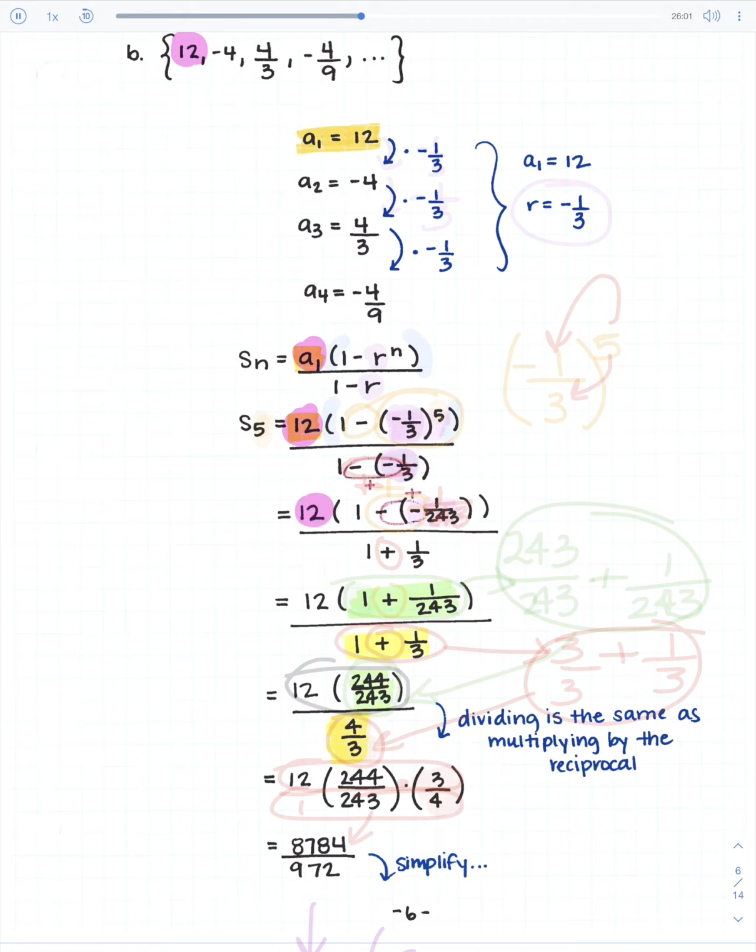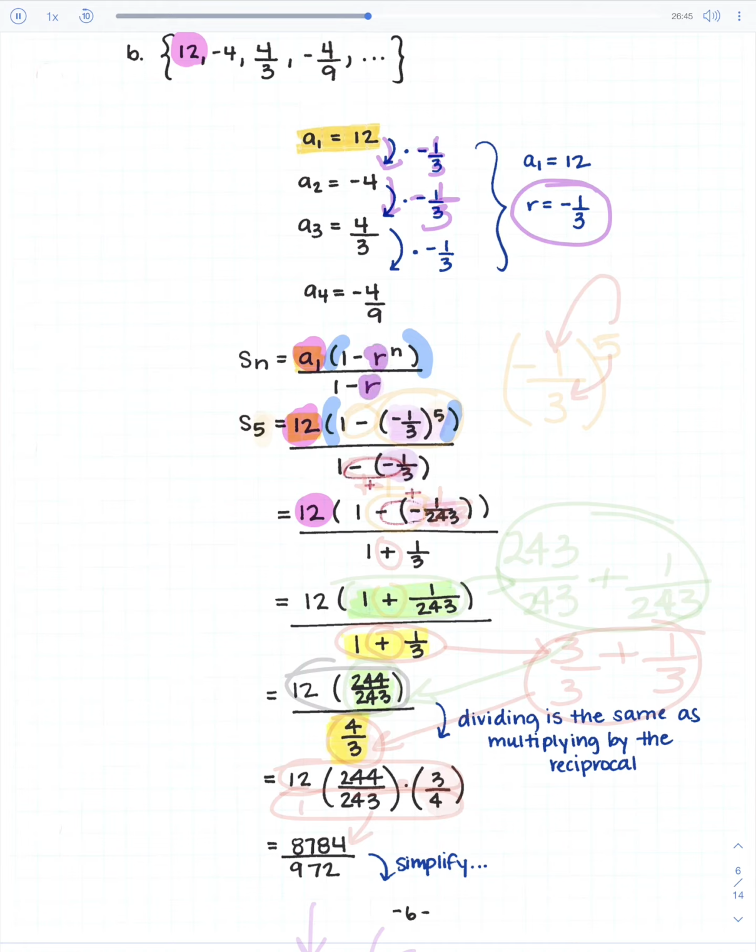Then remember, the formula has 1 minus, we need our R. That means what am I doing to get from one term to the next? Well, to get from 12 to -4, I'm multiplying by a negative and I'm cutting it by 3. You're dividing it by 3, which is the same thing as multiplying by a third. To get from the -4 to the 4/3, again, I'm multiplying it by a negative and cutting it by 3, so I'm multiplying it by a -1/3. So our R is -1/3. That's what I'll use.